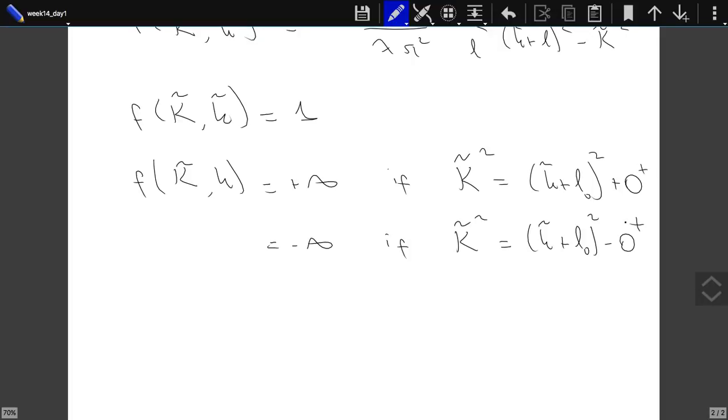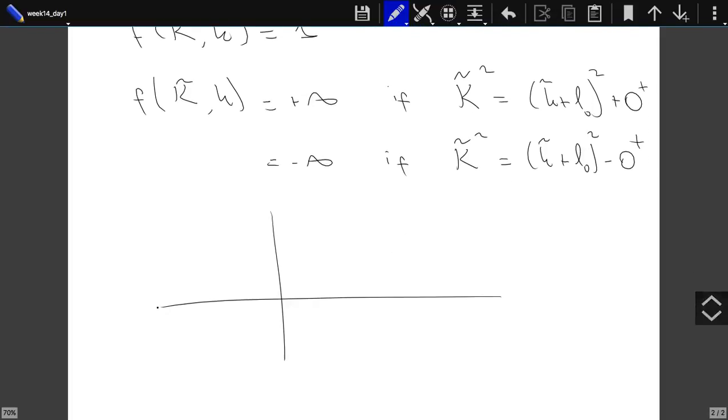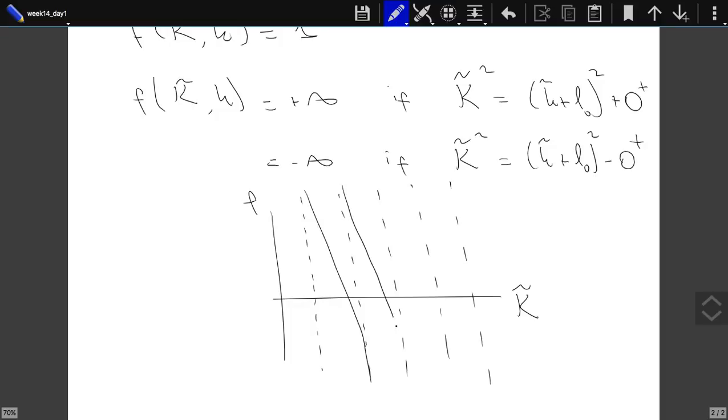You see, for each given value of L, for each k tilde, there are infinitely many values of kappa tilde for which the function on the left diverges. It goes to plus infinity and minus infinity, and it is a continuous function in between. So if you would plot f as a function of kappa tilde, there are certain values at which it goes to plus infinity, certain other values it goes to minus infinity. It is basically such a function.